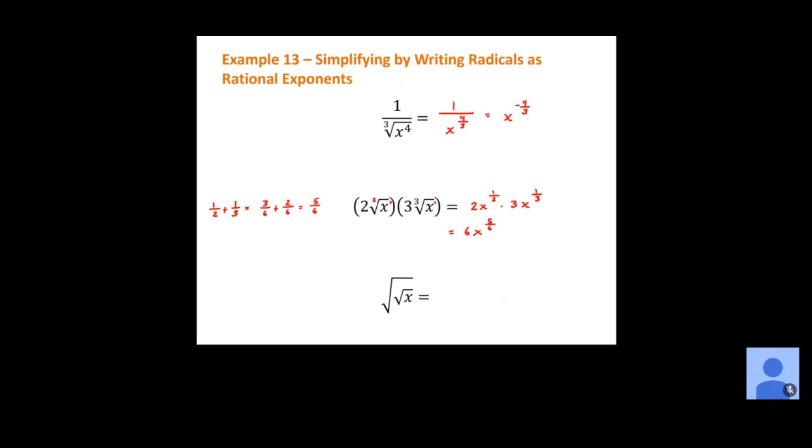So again, in their radical form, we're not allowed to combine a square root and a cube root, but once we convert them into fractional exponents, now we can add those exponents together when we multiply, and so we can actually simplify this.